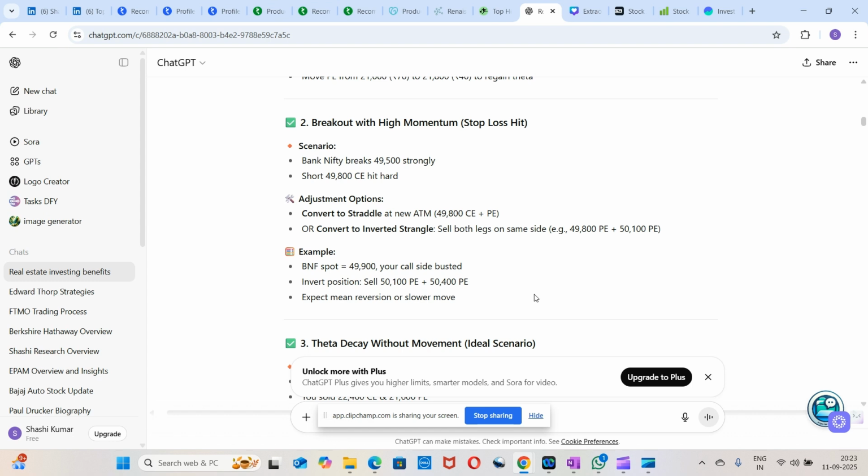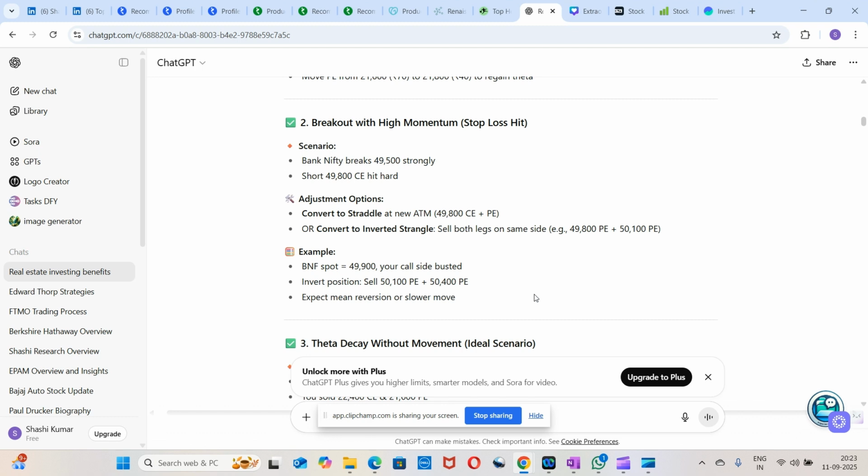So you shift that. You took far OTM C and P, right? And the market went in one direction. Suppose, let's assume that it went to 49,800C in this case, or 49,800C, it has broken. Let's assume it went to 49,900, so it has broken your C leg.